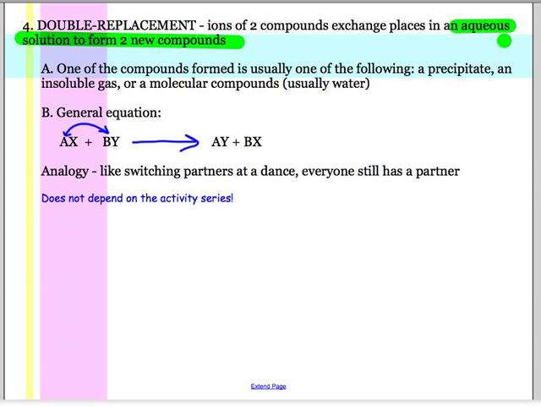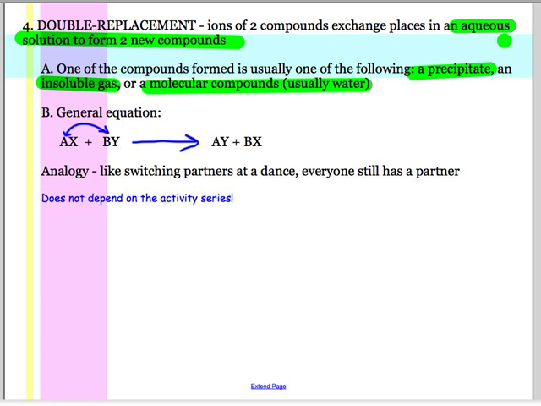If you're solid, you're very trapped and you're not able to really move around easily. But if you're in aqueous solution, the ions can flow and move and actually interact with each other much easier. So typically what happens is you have your double replacement in aqueous solution, and you make one of three things. You either make a precipitate, which you definitely want to know, an insoluble gas, or a lot of times you'll make water or some kind of molecular compound, which means a covalent compound. So you definitely want to know that double replacement takes place in aqueous solutions, and you definitely want to know the three things that they can form.